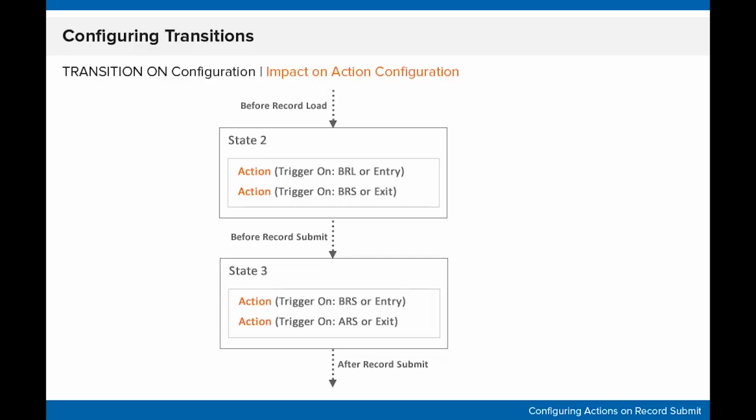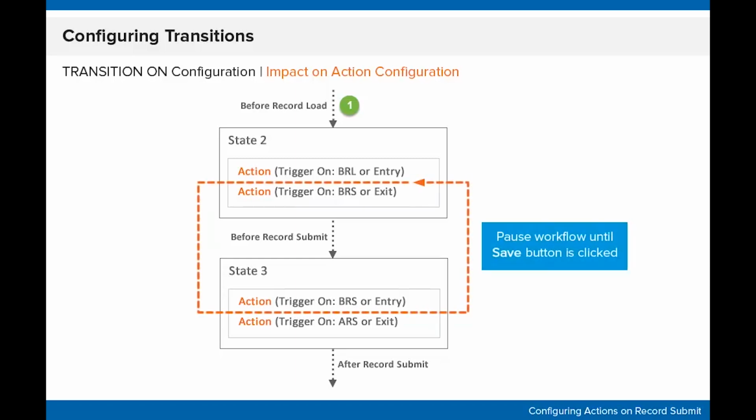This diagram illustrates the effect of transition on action configuration. The before record load, before record submit, and after record submit triggers identify the transition on triggers for incoming and outgoing transitions. In step 1, the incoming transition to state 2 before record load establishes the active trigger upon entry into the state. Actions in state 2 configured on the entry trigger will be executed in addition to any actions configured at before record load. The orange arrow indicates a pause in the trigger execution sequence as the workflow waits for the user to save the record.